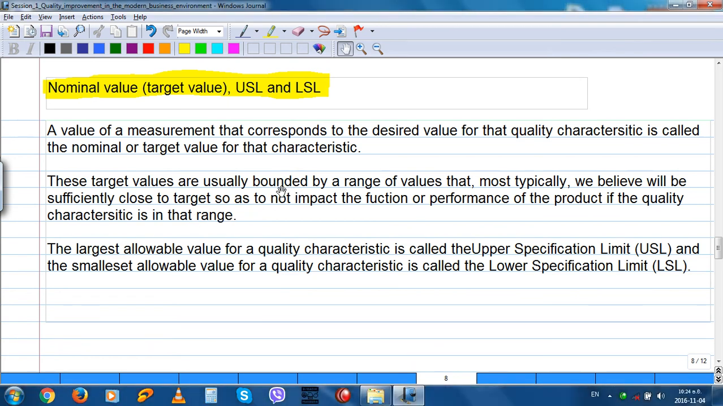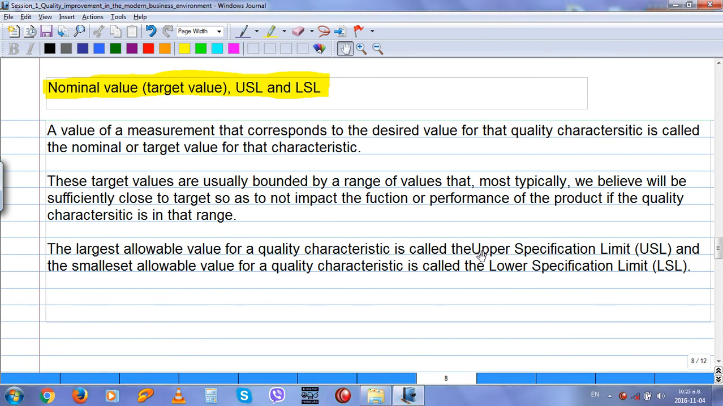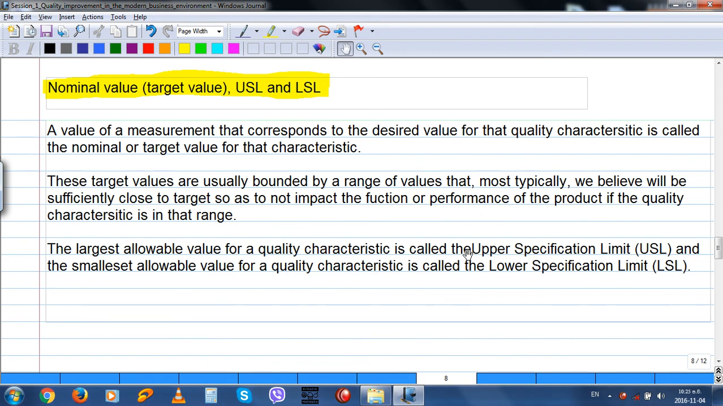So that means the target value is bounded, because we can't take the exact value; its value is in some specific range. So we have some allowable values. If we consider those values, the largest allowable value for the quality characteristic is called the upper specification limit, that is USL. It means that, thinking about the target value, the upper allowable value, the maximum allowable value, we call the upper specification limit.